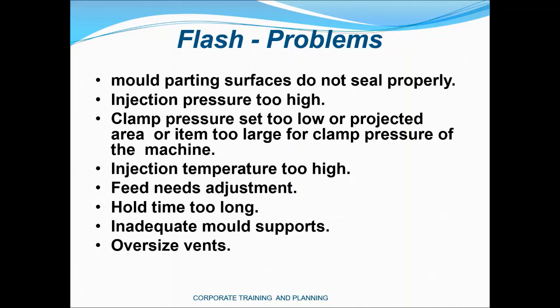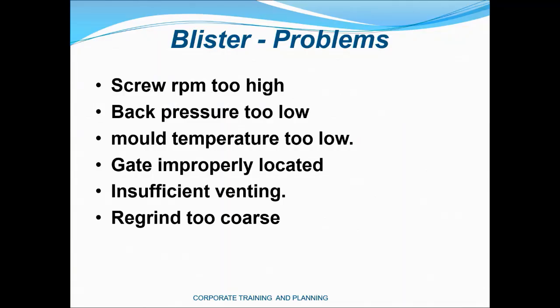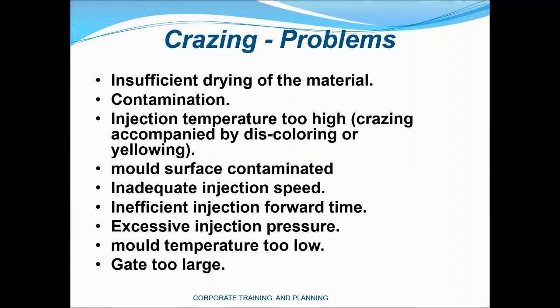So blister is a defect on the surface of a molded part caused by gases. Blister problem: screw RPM too high, back pressure too low, molding temperature too low. Crazing is a fine crack in the part surface that may extend in a network over the surface. Crazing problem: insufficient drying of material.